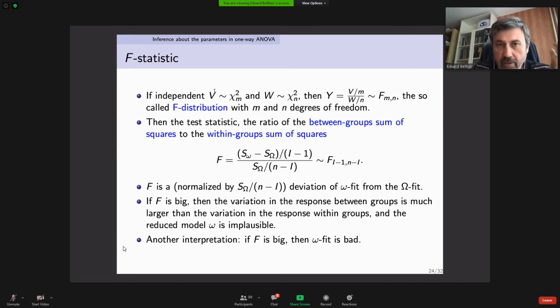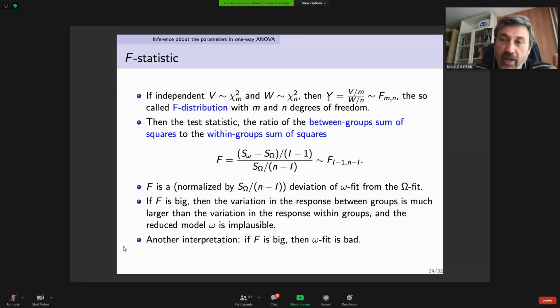Suppose we have V, which is chi-squared with m degrees of freedom, and W, which is chi-squared with n degrees of freedom, and they're independent. Now take the first random variable, divide by m, and then divide by the second random variable divided by n. So these two are simply normalized chi-squareds, and they're independent. And then the resulting random variable, which I denote here Y, has some distribution, and that distribution is called the F distribution.